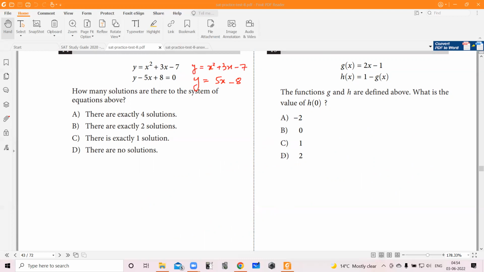How would I do this? If you have 2 equations, y equals 2x plus 3, y equals negative 7x plus 8, how would you do these 2 equations? You can solve them. You can plug in the value of y from one equation into another and check what the value of x is. You can do substitution, you can do elimination. 5x minus 8 is equal to x squared plus 3x minus 7. Right, because that will give you those points where these 2 are intersecting.